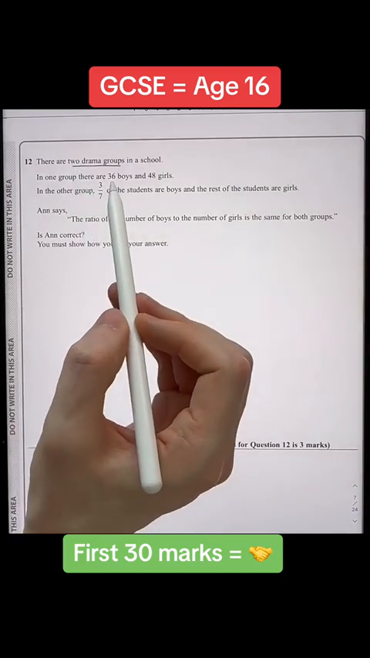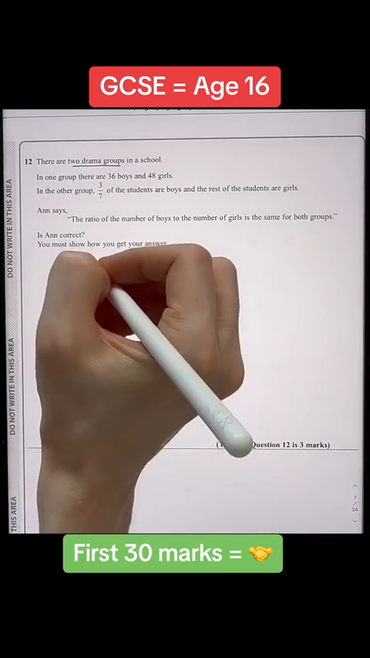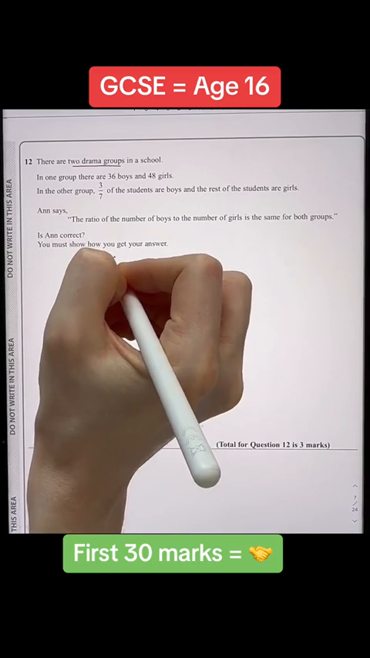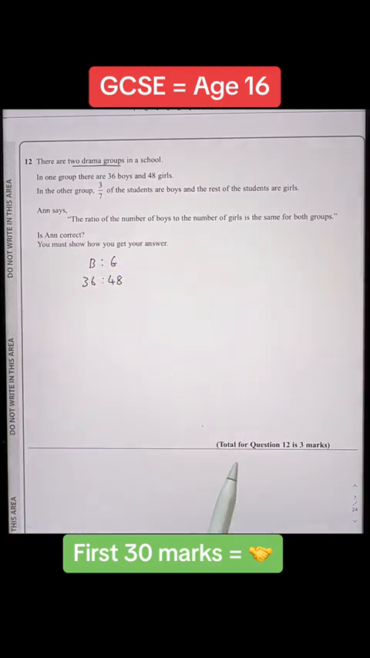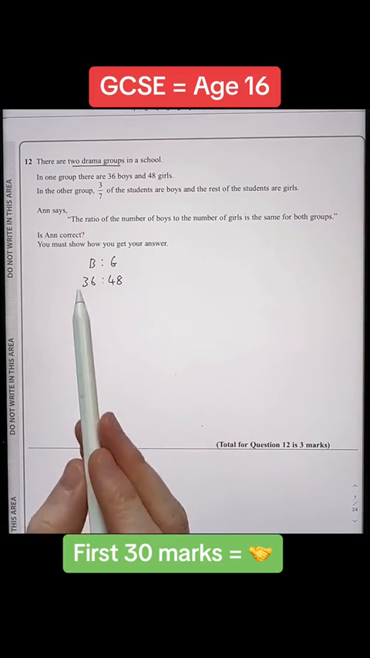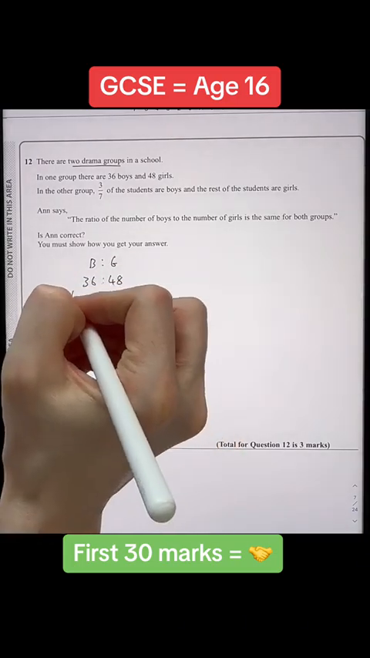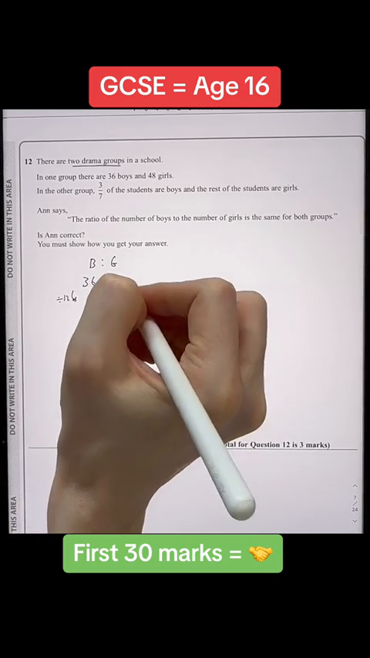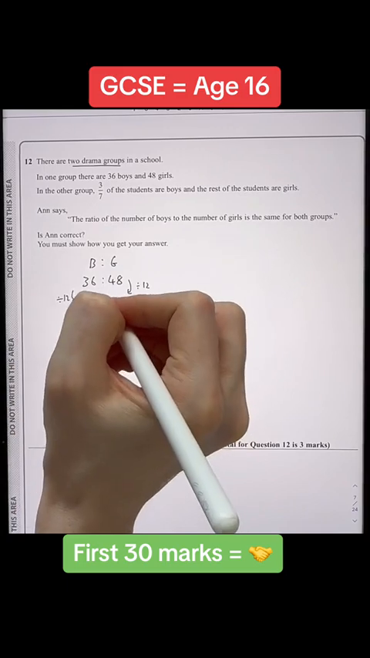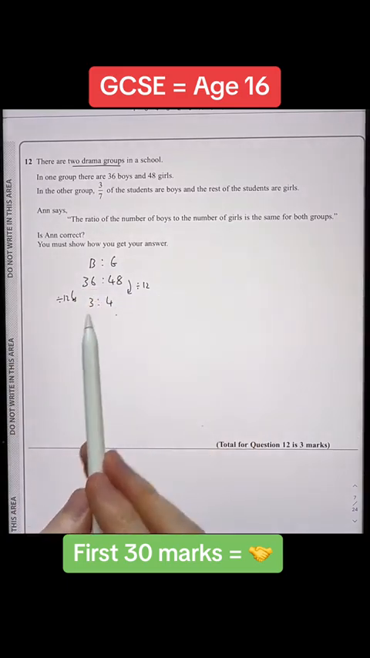Well, in one group, there was 36 boys and 48 girls. So looking at the ratio of boys to girls, therefore would be 36 to 48. Simplifying our ratio, I can see that both 36 and 48 are divisible by 12. So I can divide both sides by 12. On the left-hand side, 36 divided by 12 gives us 3. On the right-hand side, 48 divided by 12 gives us 4. So the ratio of boys to girls in one group is 3 to 4.